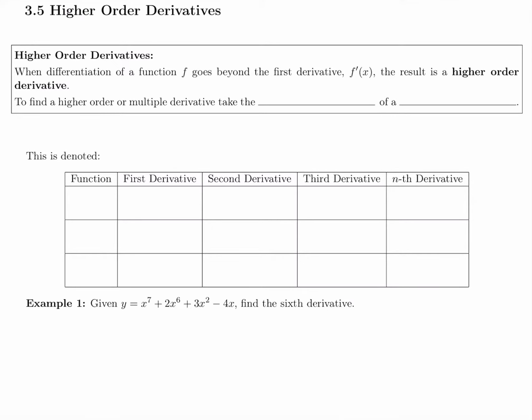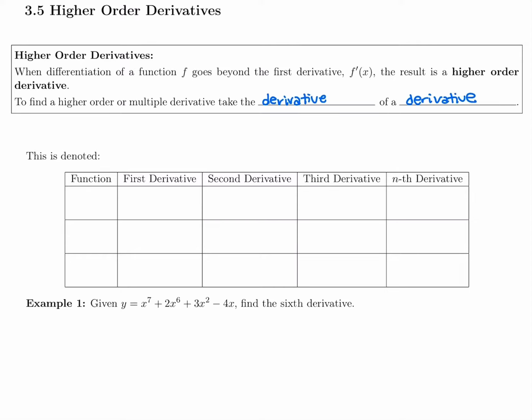We have higher order derivatives as the next section. When differentiation goes beyond the first derivative, we call it a higher derivative. Higher order or multiple derivative would be what it's called. It just means taking the derivative of a derivative. Sounds complicated, but once you can do a first derivative, you can really do any number of derivatives.